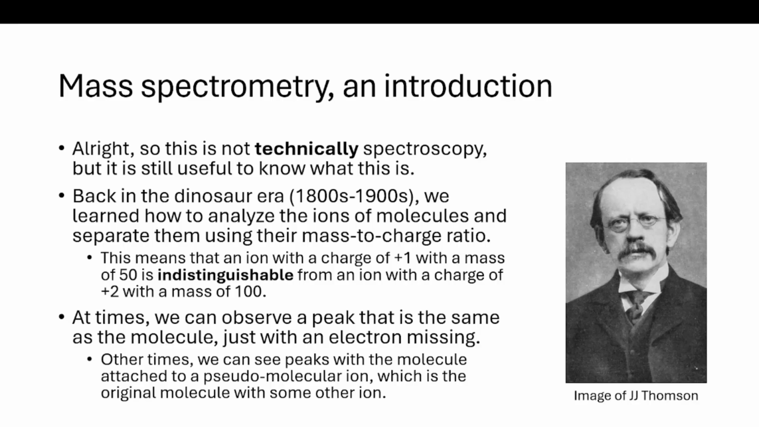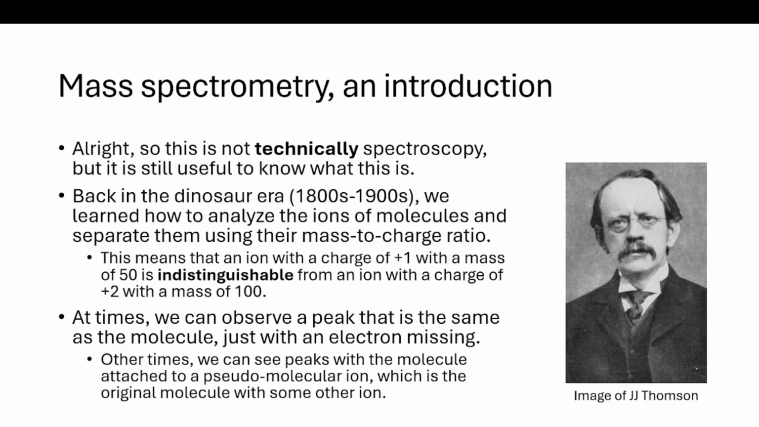Say, for example, we have an ion that has a mass of 50, in arbitrary units, and a charge of +1. If we have a second ion with a charge of +2 and a mass of 100, they are indistinguishable from each other when we're looking at just the mass-to-charge ratio.